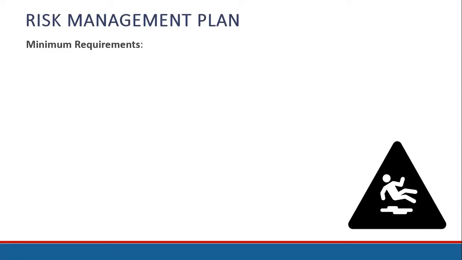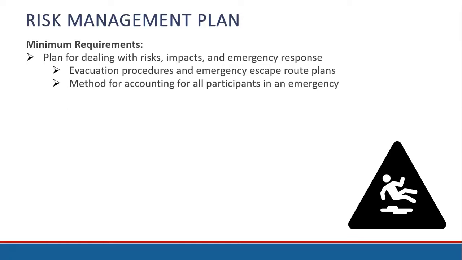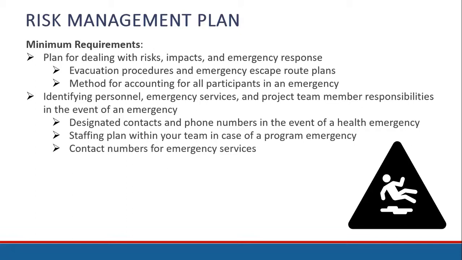The minimum requirements that should be in your risk management plan are plans for dealing with risks, impacts, and emergency response, such as evacuation procedures or emergency escape plans, and methods for accounting for all participants in an emergency. You should identify personnel, emergency services, and project team member responsibilities in the event of an emergency. This includes designated contacts and phone numbers in the event of a health emergency, a staffing plan within your team in case of a program emergency, and the contact numbers for emergency services.